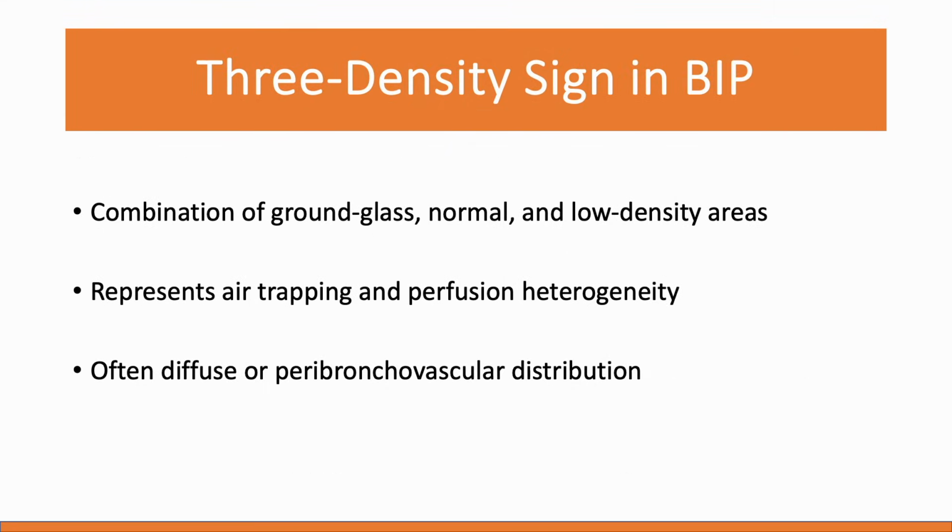So, when we talk about the BIP pattern, as I mentioned, the three density sign takes a place. And this three density sign, which is three different densities of ground glass, normal, and low density areas, represents air trapping. It also represents changes in perfusion. So, you would see it peribronchovascular, or you can also see it diffusely.